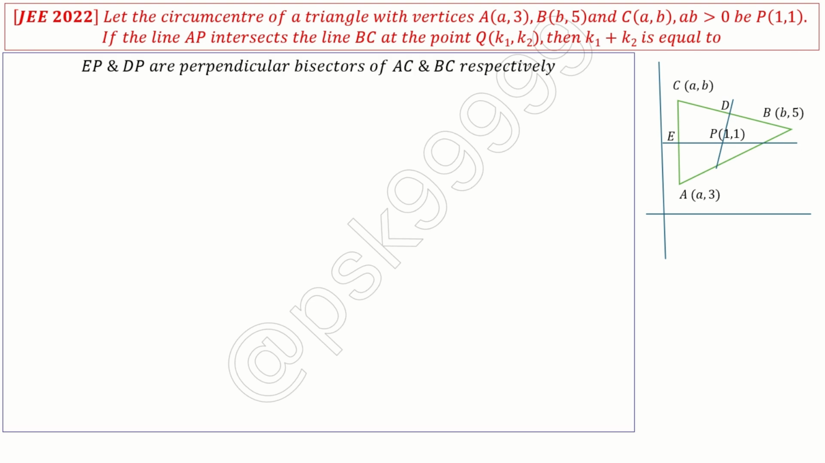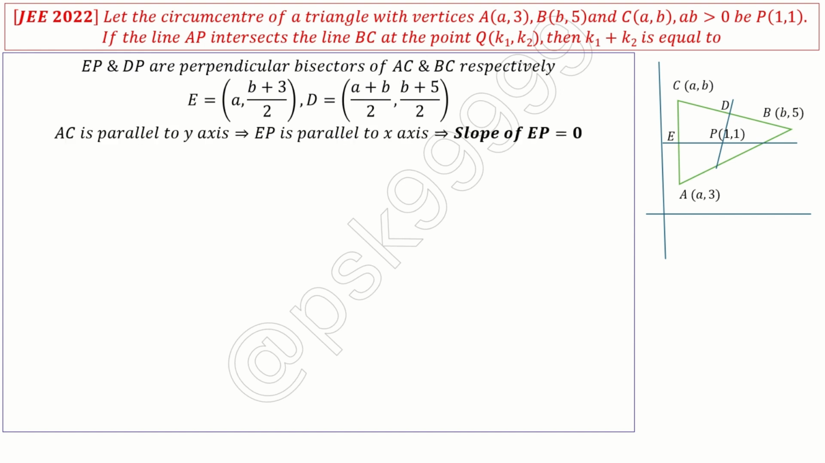See, EP and DP are perpendicular bisectors of AC and BC respectively. Then you get that E is the midpoint of AC and D is the midpoint of BC. So the points are E equal to (a, (b+3)/2) and D equal to ((a+b)/2, (b+5)/2).